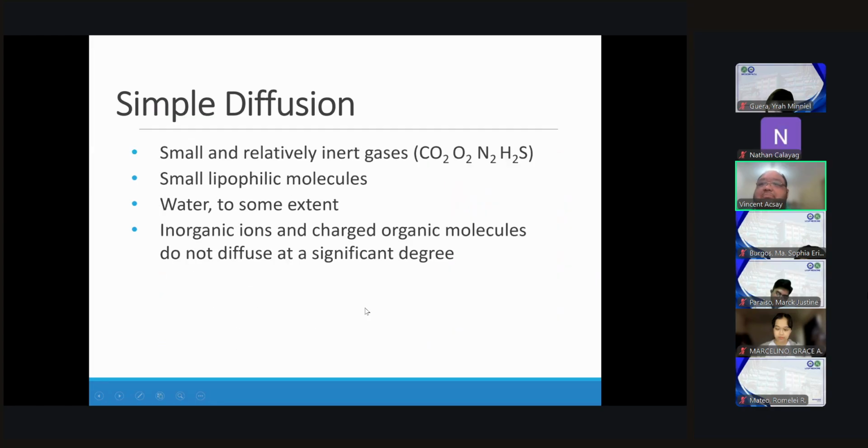So what is affected by simple diffusion? Examples first are small and inert gases like carbon dioxide, oxygen gas, nitrogen gas, hydrogen sulfide. They don't really react to your hydrophilic or hydrophobic zones, even though they have polar zones. But because they are relatively small and don't dissociate, carbon dioxide doesn't break into carbon monoxide and oxygen, for example, they are inert and they don't react with the hydrophobic zones. So they are able to pass through.